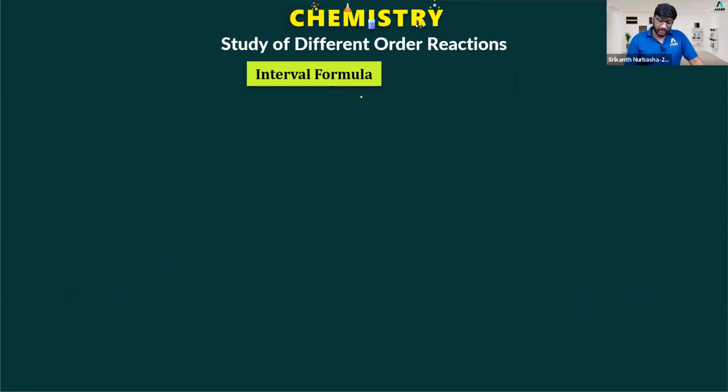Interval formulas are useful whenever we are calculating with respect to 2 time intervals. Like time T equal to 0 one scenario, time T equal to T another scenario. Or time T equal to T1 one scenario, T equal to T2 other scenario. So with respect to these 2 time intervals also we can calculate. How we can get the relation, we can just look at this.